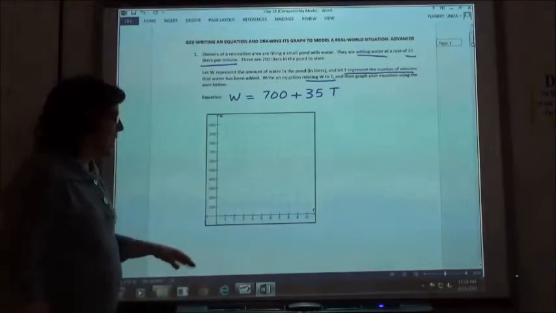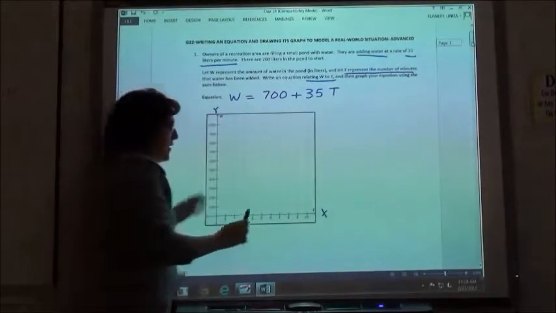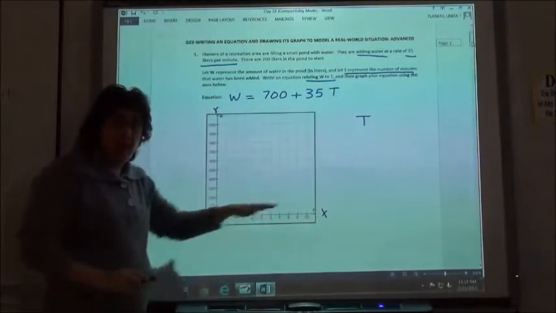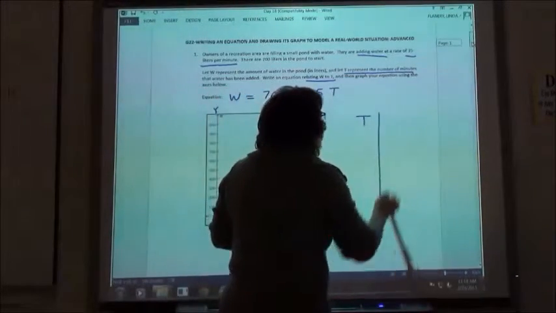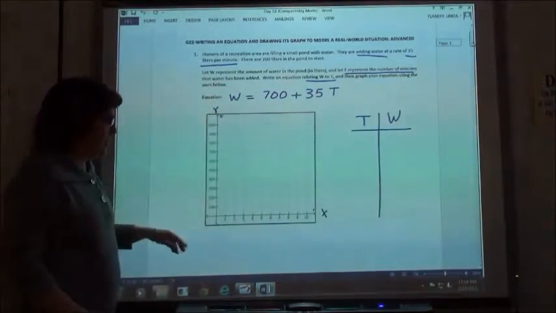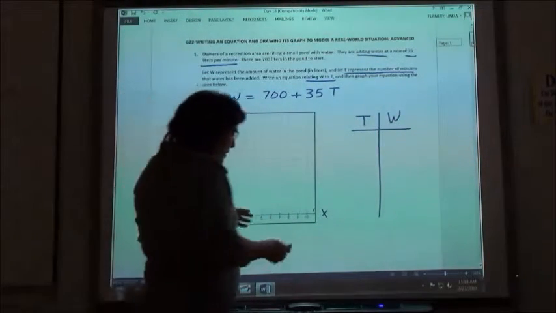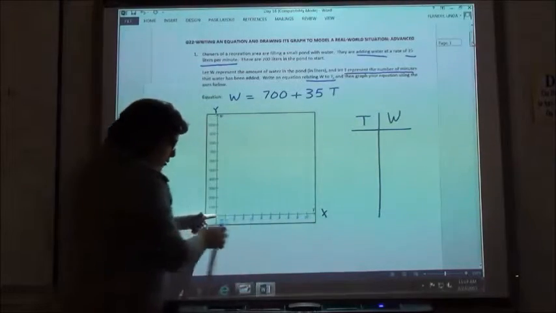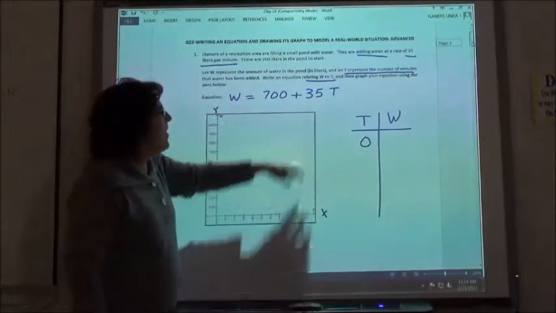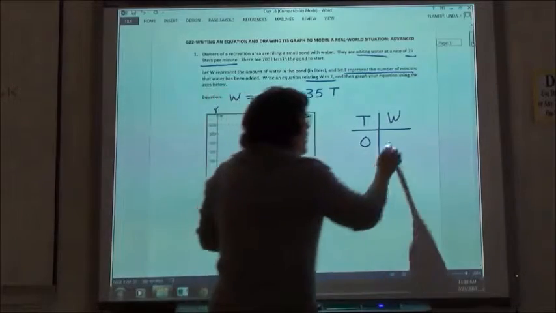So when we're making our table, this is like my x-axis and this is like my y-axis. So I am going to plug numbers in for the T, the horizontal axis, and my answers are going to be the W, the vertical axis, right? Just like we do X and Y. If I'm going to run my water, I just want to use nice easy numbers. Notice this only goes from 0 to 10. So I'm going to use numbers like 0. 0 is easy to do. If I don't run the water any extra minutes, I just have the 700 liters that I started with.